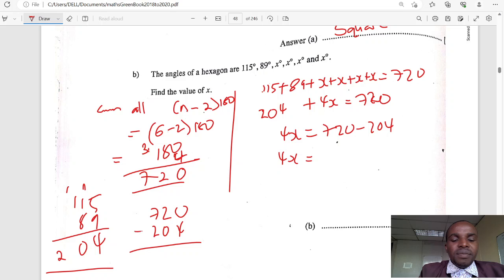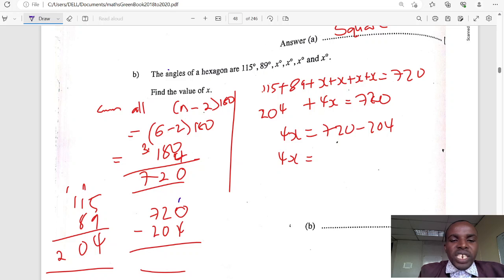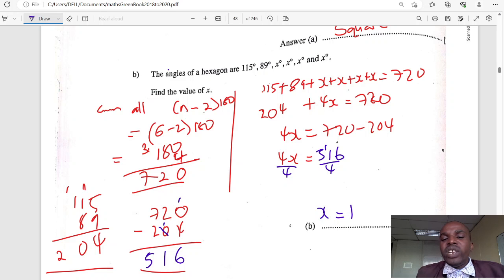Then you subtract here. 0 minus 4, it can't, so you borrow 10 and add 1 here. 10 minus 4 is 6. Then 2 minus 1 is 1. 7 minus 2 is 5. So it's 516. Then you divide by 4. You say x is equal to, 4 into 5 is 1, remainder 1. 4 into 11 is 2, remainder 3. 4 into 36 is 9. Done.